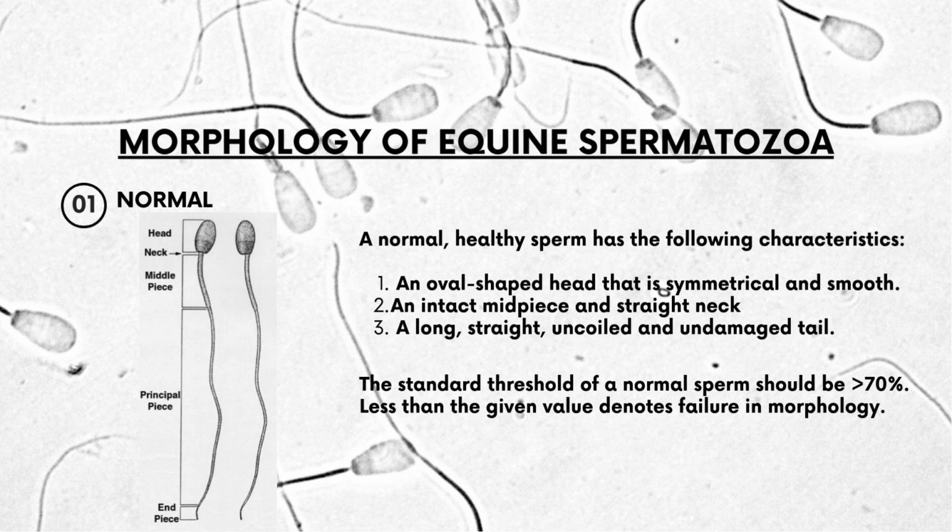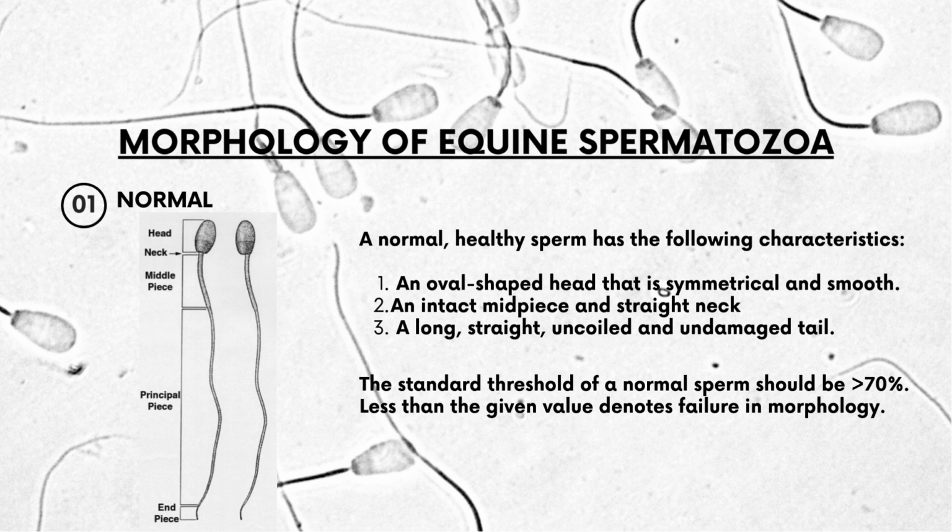Now that we've covered the morphology and abnormalities of bull spermatozoa, we'll shift our focus to equine spermatozoa. While there are similarities between species, equine sperm have their own specific characteristics and unique challenges in terms of morphology and fertility. Let's begin by examining what constitutes normal sperm morphology in horses, and then move on to common abnormalities.